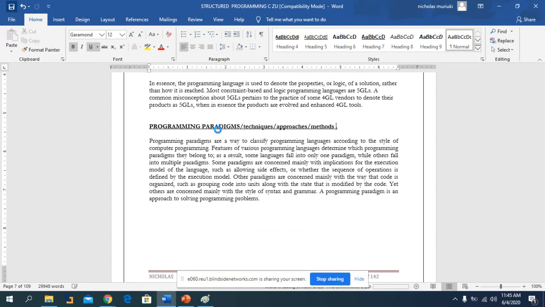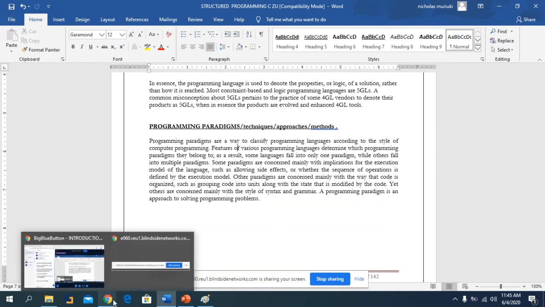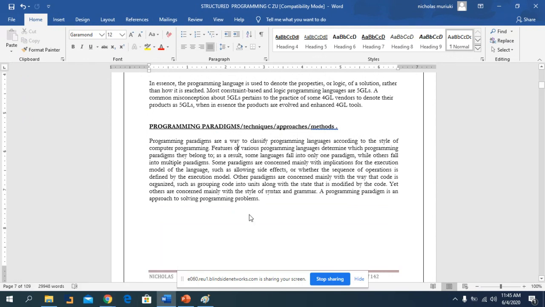So all these are names that we can call these paradigms, because paradigms are a way to classify a programming language according to the style of computer programming. Now, if you are using C, it has its own style. If you are using C++, it has its own style. If you are using Java, it has its own style. So all these are now categorized as paradigms.